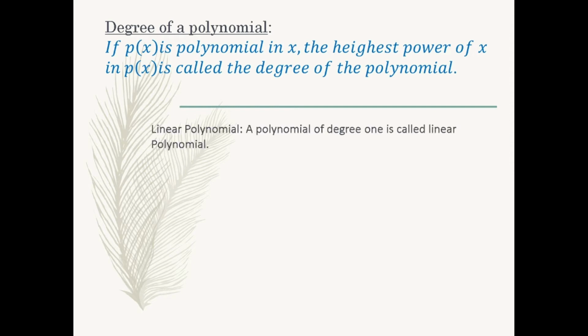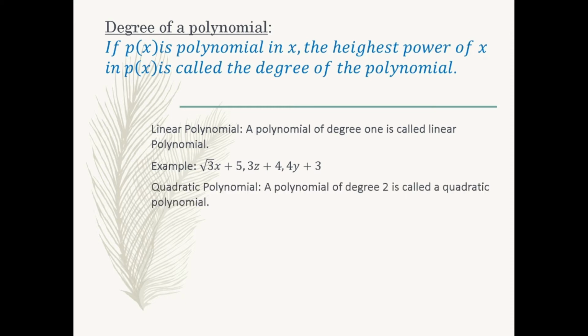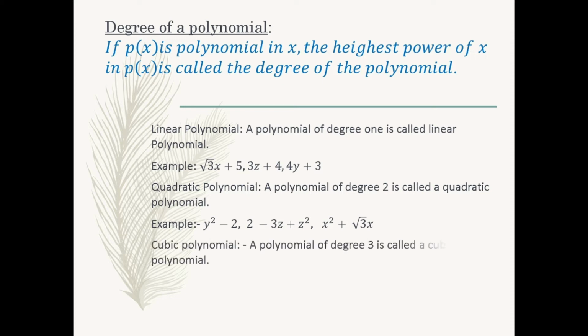Linear polynomial. A polynomial of degree 1 is called a linear polynomial. Root 3x plus 5, 3z plus 4, 4y plus 3 are examples. Quadratic polynomial. A polynomial of degree 2 is called a quadratic polynomial. y square minus 2, 2 minus 3z plus z square, x square plus root 3x are examples.